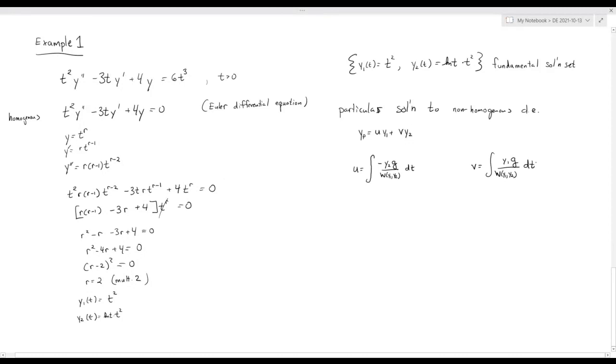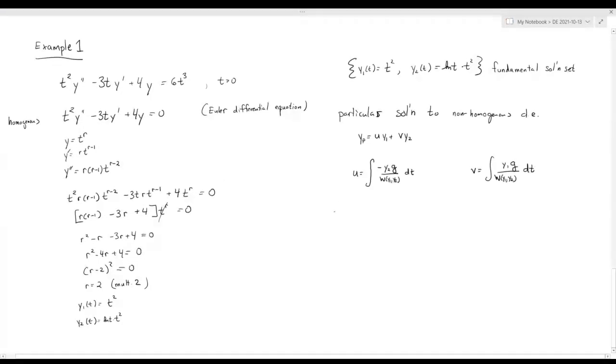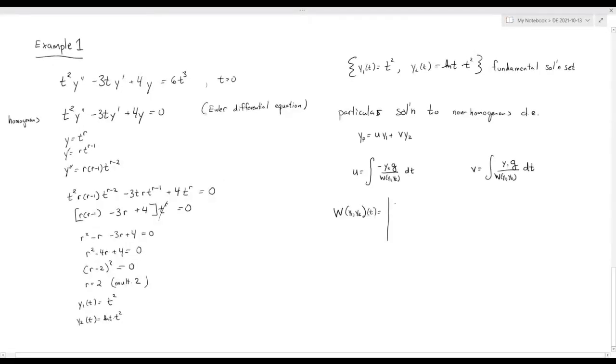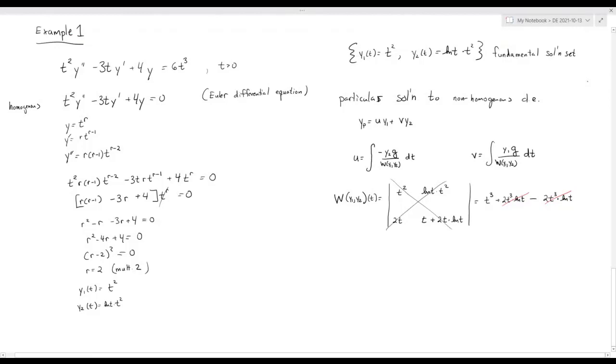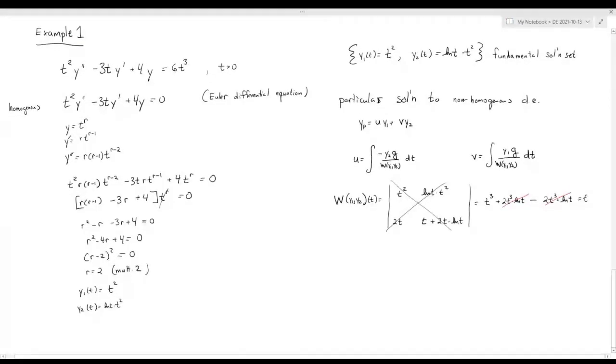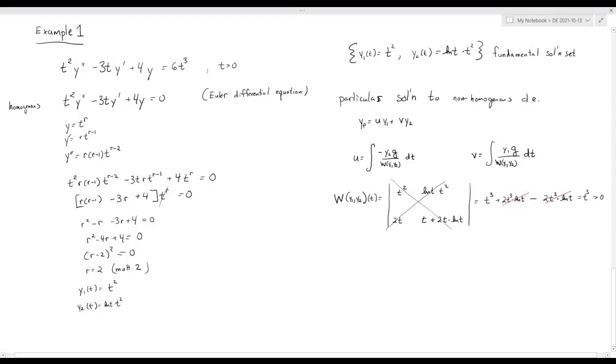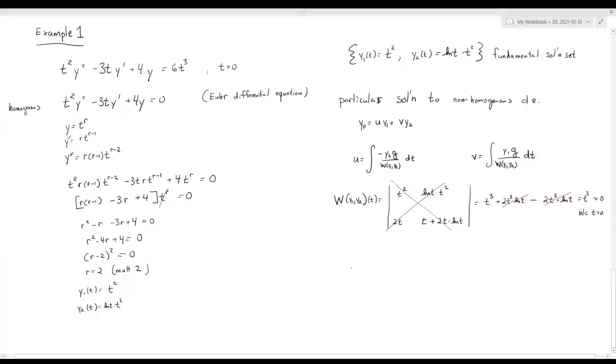Well, let's first, apparently we need the Wronskian, so let's compute that first. That's the determinant of the matrix. We have y1 and y1 prime, y2 and y2 prime. Two of the terms add to 0, so we're left with t cubed, which is not 0 because t is positive.